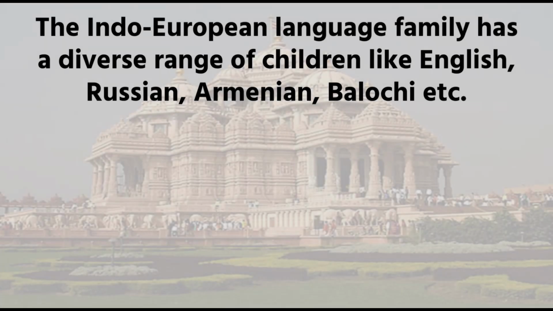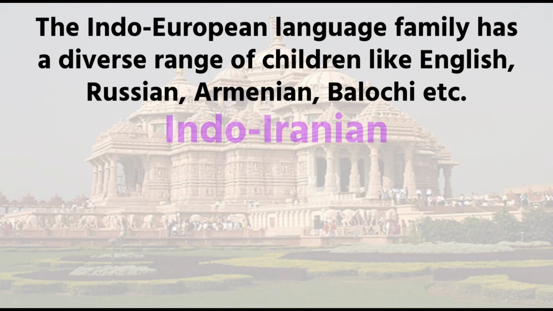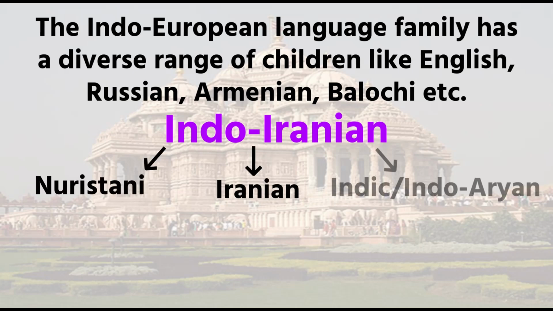The Indo-European language family has a diverse range of children. Some languages include English, Russian, Armenian, Balochi, etc., all of them belonging to separate branches of the Indo-European family. One branch is Indo-Iranian. Within Indo-Iranian, there are three main branches: Nuristani, Iranian, and Indic, or Indo-Aryan. In the Iranian branch, many languages like Balochi, Kurdish, Pashto, and even Persian belong.